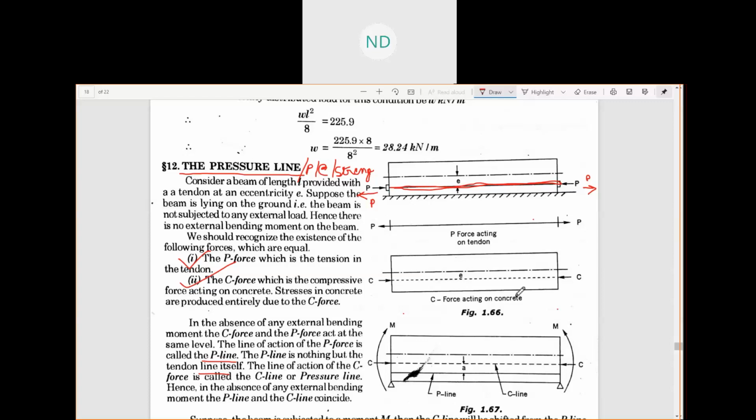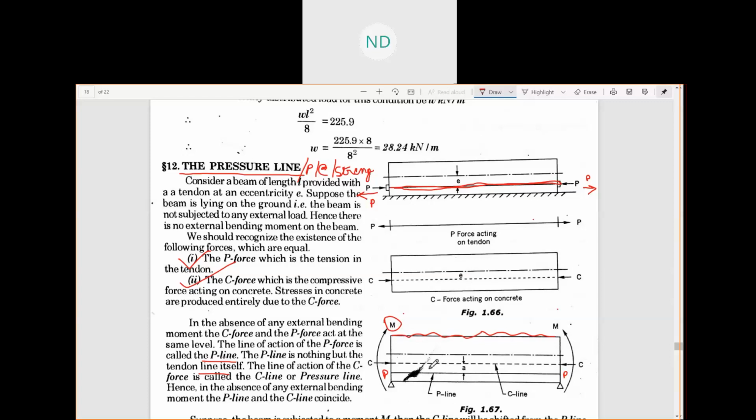Okay, but when you have a load, suppose here is a load on the beam, then there will be a moment developed due to that load. This is your P, that is the tendon. The tendon is placed here. So what happens as soon as the load acts and the moment is developed? Before the load was applied, your P line and your C line, which is the compression line, were coinciding. You can see here there was no load, so the P line and C line overlapped each other. That means they were coinciding with each other. Okay, but as soon as a moment is developed, what happens?